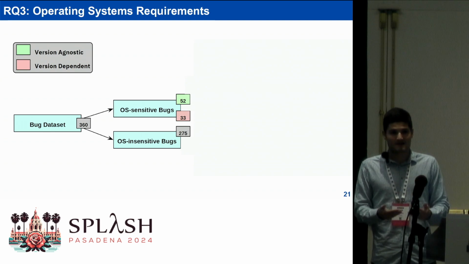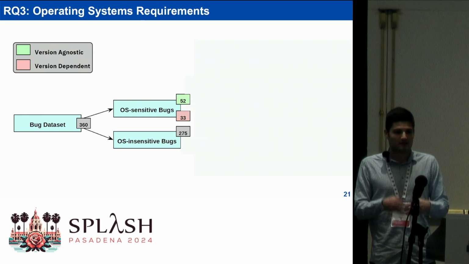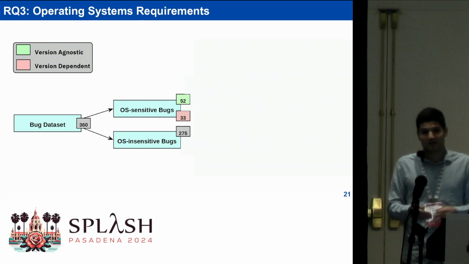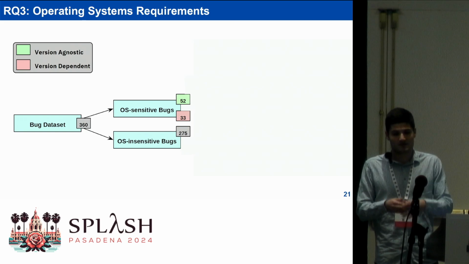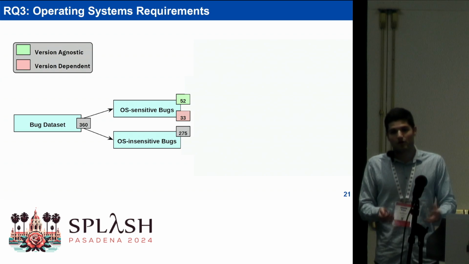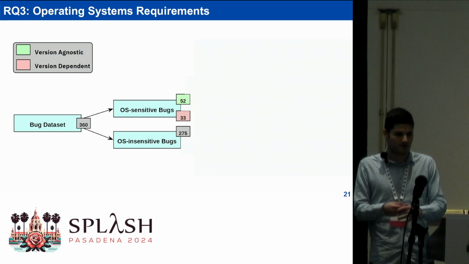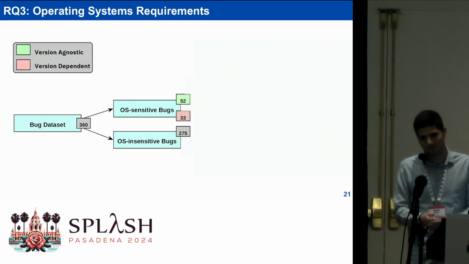Now, moving on to the third research question, specifically the operating system requirements, we found out that nearly 1/4 of our bugs are OS sensitive. We say that a bug is OS sensitive in two scenarios. First of all, if it's only triggered in a subset of the supported operating systems, then we say that it's version agnostic. Or if it's only triggered in a subset of the supported versions of operating systems, then we say that it's a version dependent bug.